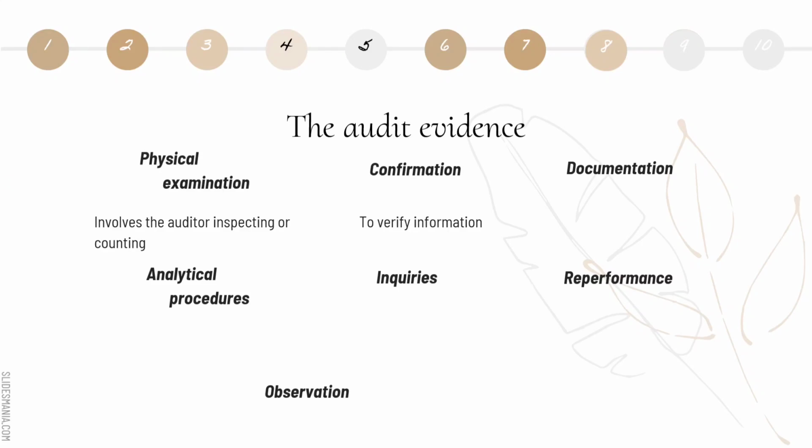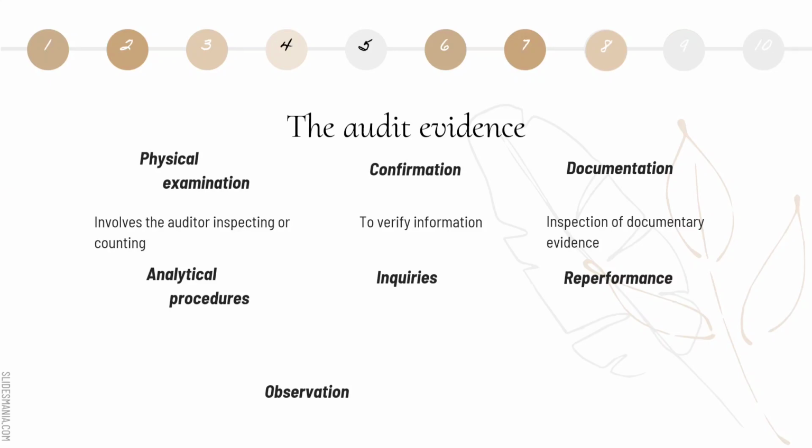Confirmation is to verify information. Reliability depends on the form of confirmation, prior experience with the entity, the nature of the information being confirmed, and the intended respondent. For example, the auditor can send a confirmation to a consignee to verify that a client's inventory has been consigned. There are 3 types of confirmation. Positive confirmation is when the respondent states whether they agree with the amount or information stated. Negative confirmation is when the respondent replies only if the amount or information is incorrect. And last is blank confirmation.